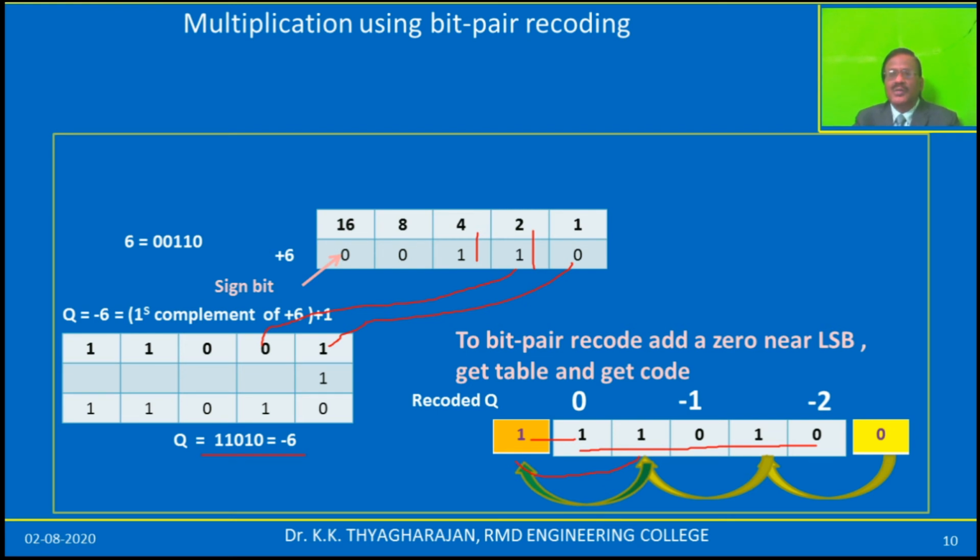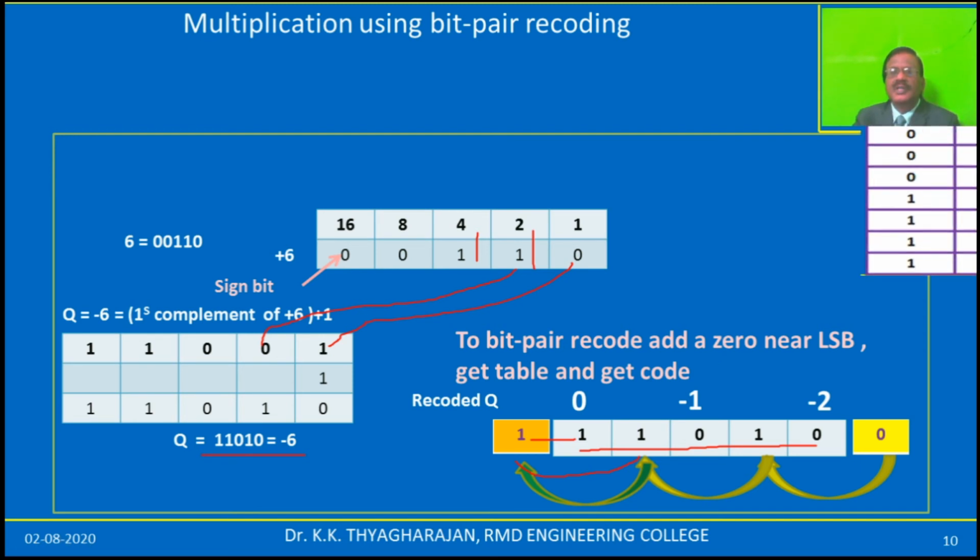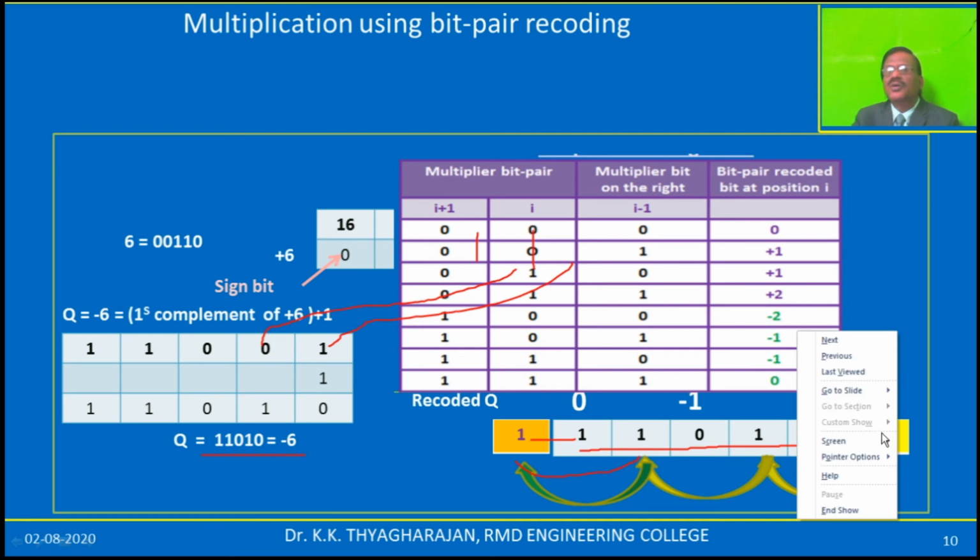Now you see, in the previous example we added only 0 in the right side, but now we are adding a bit in the left side also. When you are adding the bit in the left side, you should be careful. If MSB is 1, you have to repeat that 1 here. If MSB is 0, you have to repeat 0 here. So this is the procedure. Now we have groups of three bits. You have to recode them using the table. This is the table.